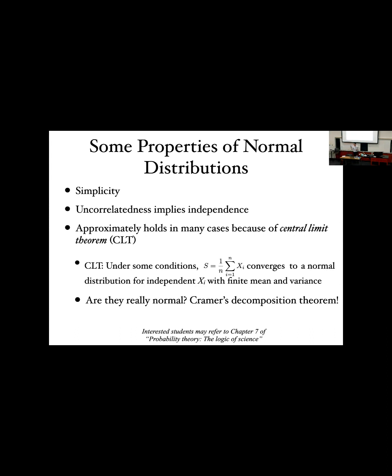One reason is the Cramér decomposition theorem. I don't know why this theorem was overlooked in the literature. It's very informative. It says the following: if the sum of a finite number of independent variables is Gaussian, then each of them is Gaussian. So if the total sum of a finite number of independent variables is Gaussian, then each of them is Gaussian.